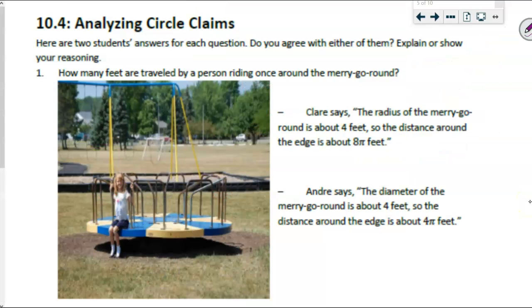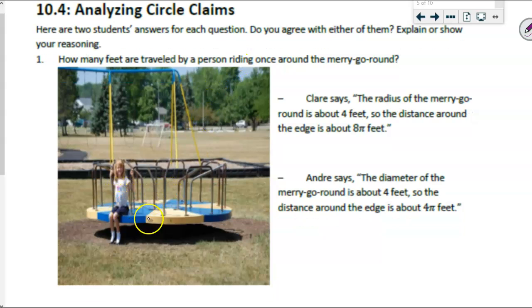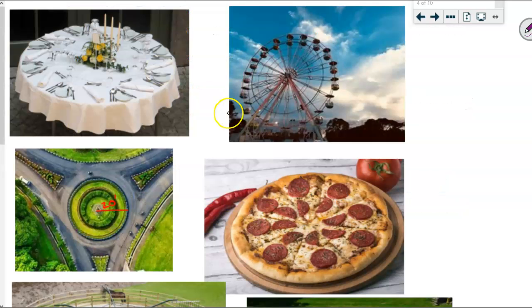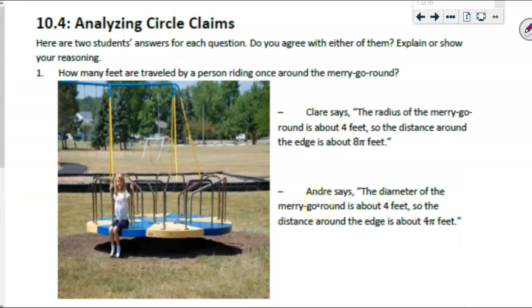So with that in mind, let's solve some more problems. Here are 2 students' answers for each question. Do you agree with either of them? Explain or show your reasoning. So here's a picture of a merry-go-round. How many feet are traveled by a person riding once around the merry-go-round? We already did a problem kind of like that, right? We had our own merry-go-round issue.